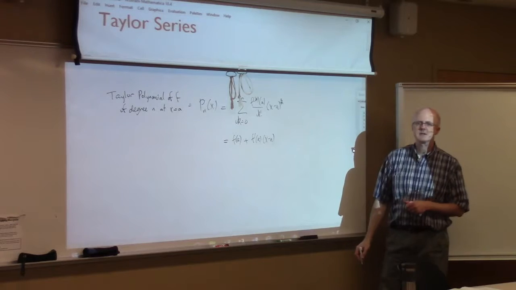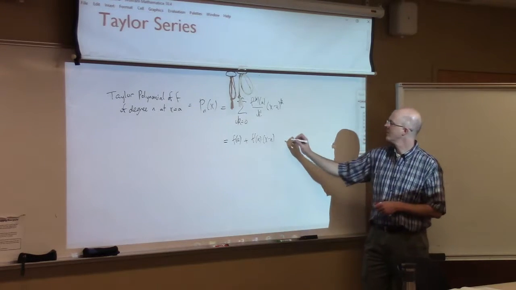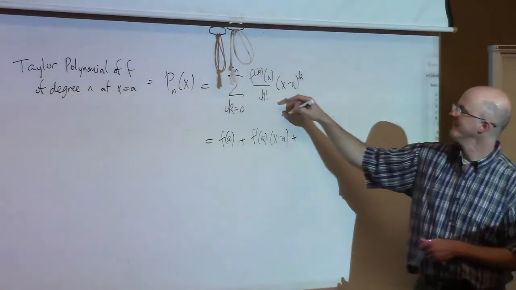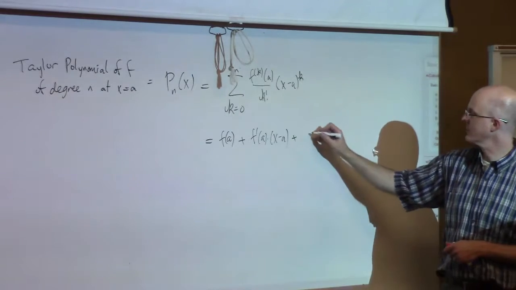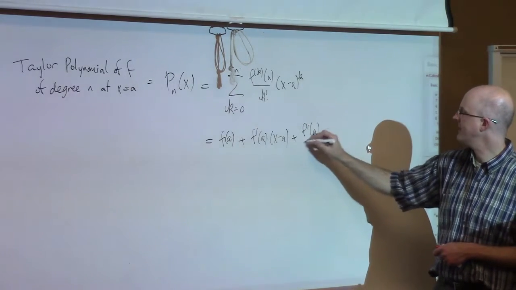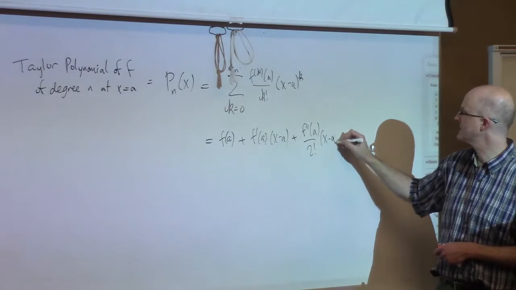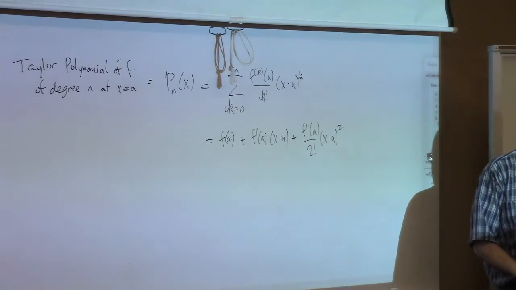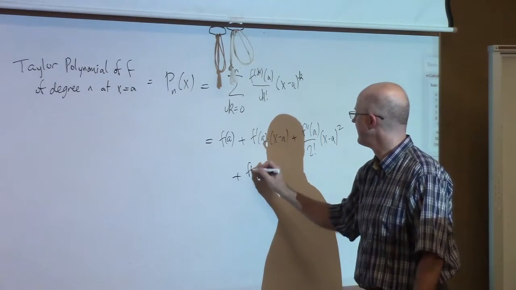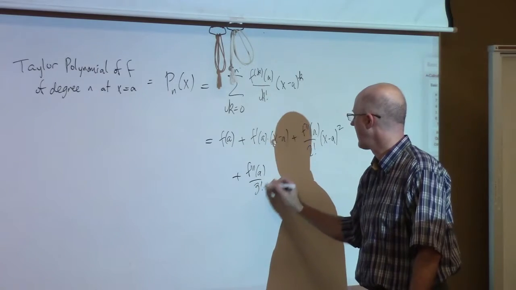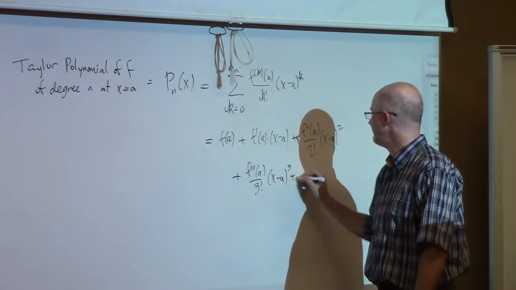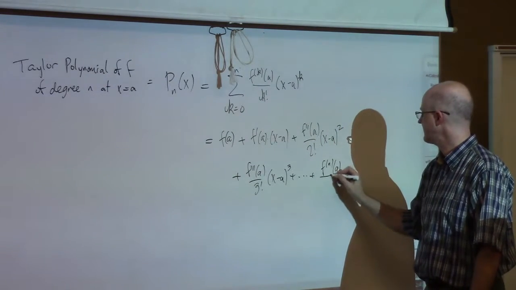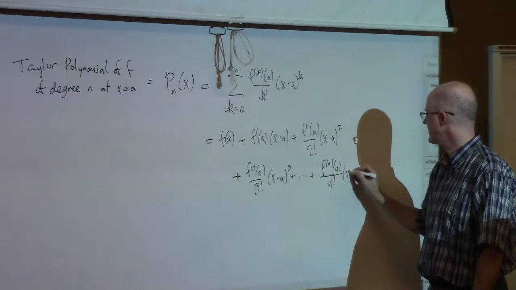I think this is zoomed in enough to see that. Look good? Okay. When k is 2, I get the second derivative at a divided by 2 factorial times x minus a squared. Then it would be the third derivative of f at a divided by 3 factorial times x minus a to the third. Let's go ahead and write that. The last one would be when k is n, the nth derivative of f at a divided by n factorial times x minus a to the n.